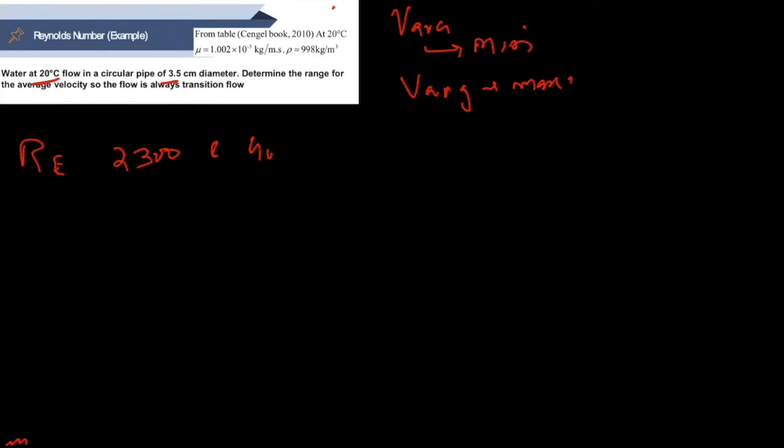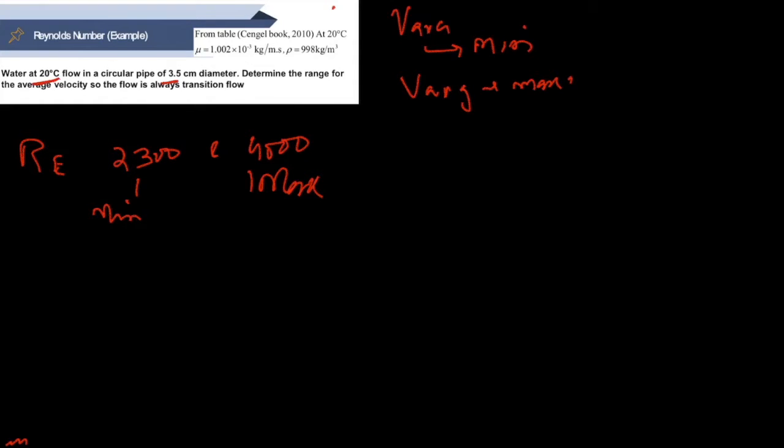We are going to move to example number 2. Here again the water is flowing at 20 degrees centigrade in a circular pipe having a diameter of 3.5 centimeter. Determine the range for average velocity so that the flow is always in transition flow. So we need to know the range of average velocity, minimum and maximum, because Reynolds number Re in transition flow is between 2300 and 4000.